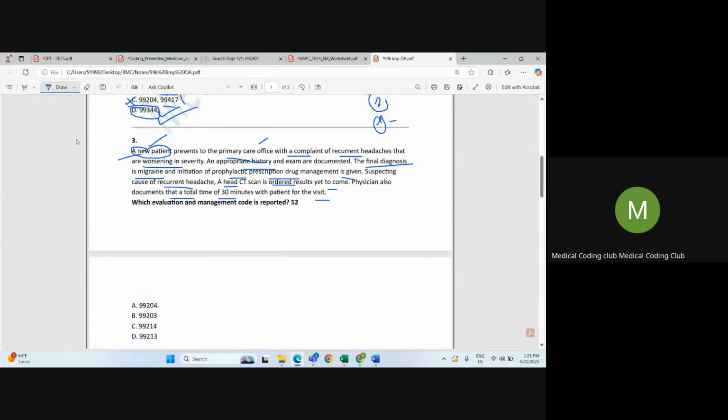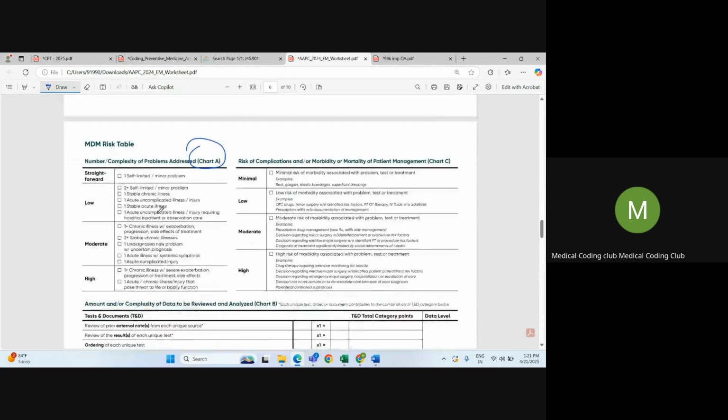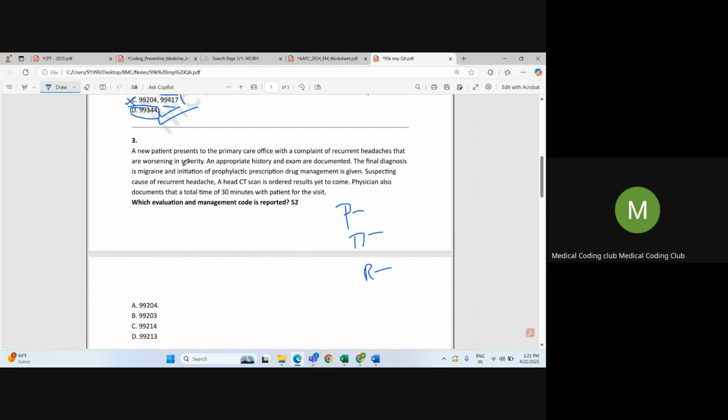Normally, MDM requires two elements which must be met or exceeded. So first, let's find out all three elements: what is the problem addressed, what is the data, and what is the risk. Like this, we can find out. So let's focus on the problem addressed level first, using chart A. Let's see what level we will get. Read the question again.